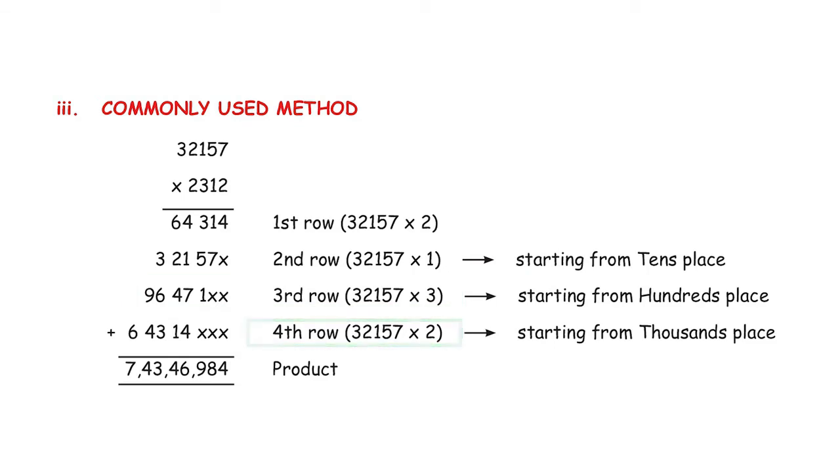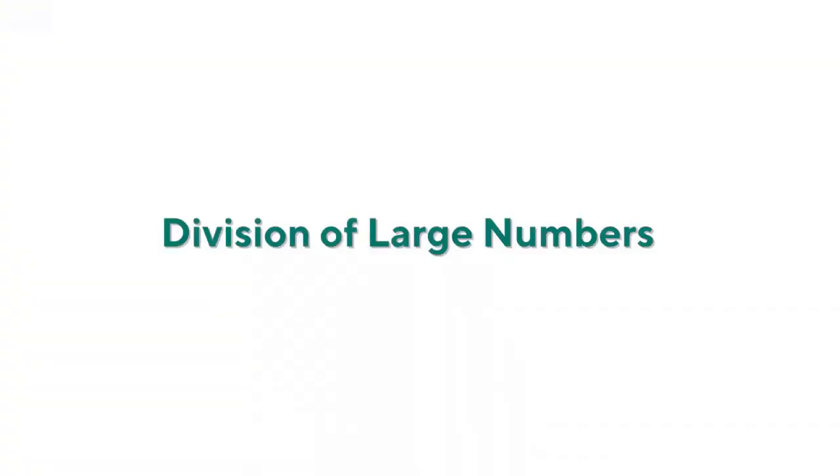But make sure you cross out ones, tens and hundreds. And you start from the thousands place. So you have 4 rows because the multiplier has 4 digits. If you add up all the 4 rows, this is the answer you get. 74,346,984. This is a method commonly used when we have to multiply large numbers. Now let's look at division. How do you divide large numbers?